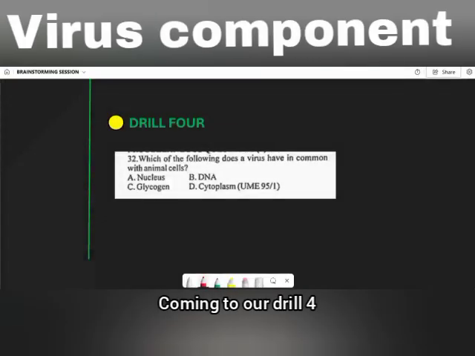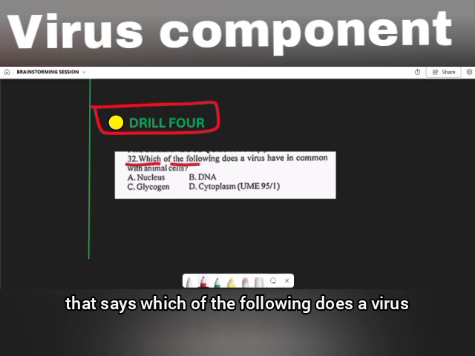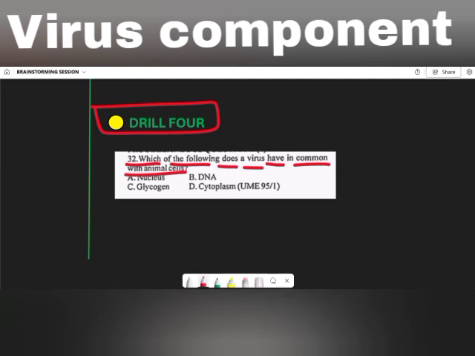Coming to our grade 4, we are given a question on biology that says, which of the following does a virus have in common with an animal cell? Now, before we answer this question, what are the components of a virus?